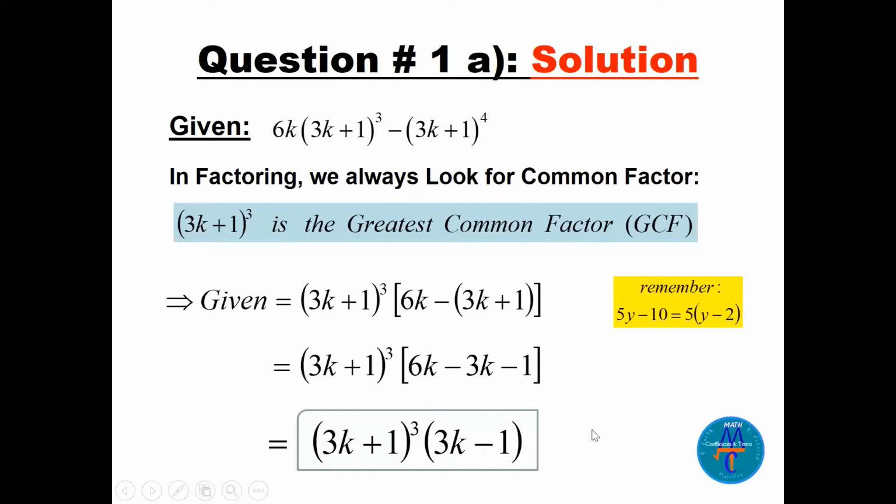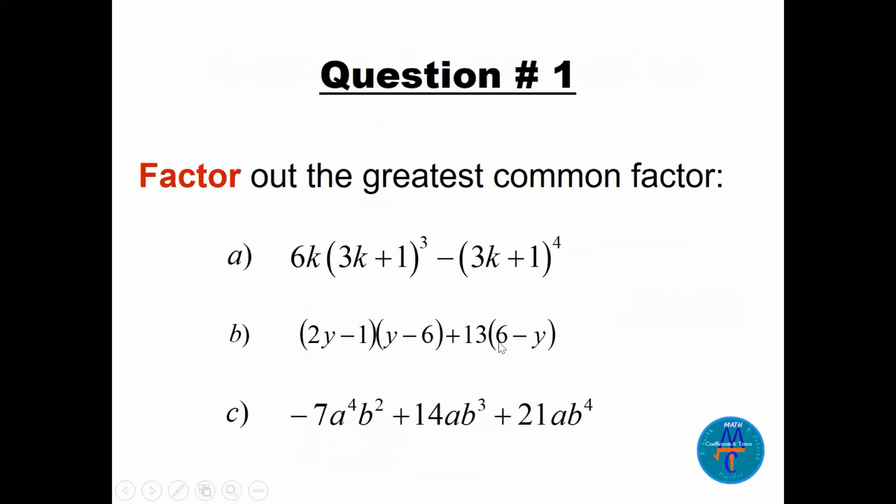Okay, very nice question. You want to try number 2? 2y minus 1 times y minus 6, plus 13 times 6 minus y. Let's find the common factor. There is a little trick here. Y minus 6 and 6 minus y are close, but they are not equal. You have to do something. I can take a minus from this bracket and put it with the 13. Let me show you.